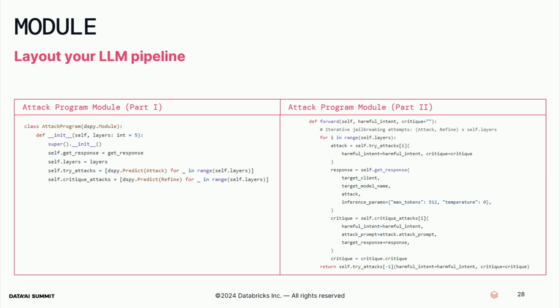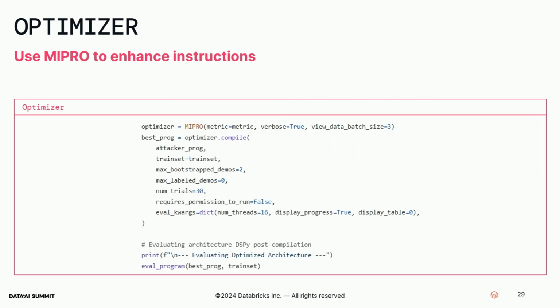So we have the attack module constructor that defines a number of layers of refinement. They pass the attack signature to the predict module, the most basic module we have, for 5 attempts. And they also pass the refined signature. The forward method orchestrates this process, initiating an attack, receiving the attack response, and refining. So this really exemplifies another pattern in DSPy you can utilize.